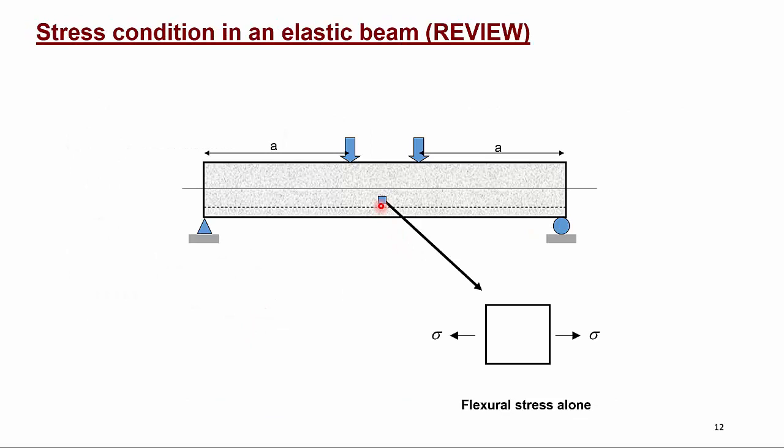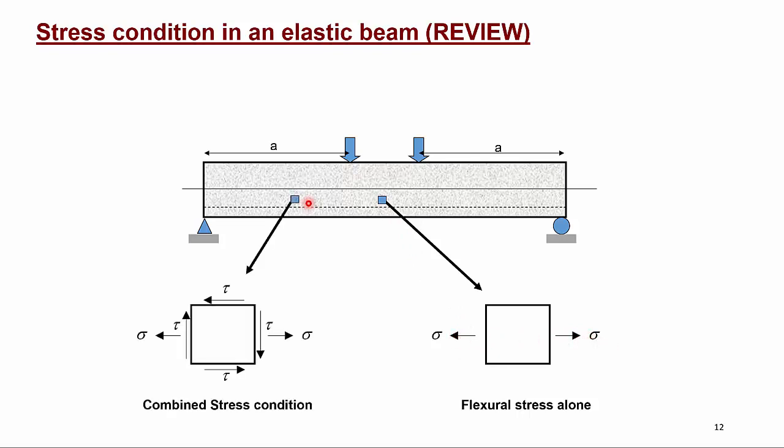So if we take a small element in the constant moment region, we see that it is subjected to normal stresses due to bending moment. And as this is in the tension region, we will have normal tensile stresses in this beam denoted by sigma. However, if we take a small element in the shear span, this element is subjected not only to the normal stresses due to bending, but there will also be the transverse shear stress due to the shear force. To balance this transverse shear force, there has to be another transverse shear force in the opposite direction. And to balance this couple, there has to be a shear stress in the longitudinal face of this element as well.